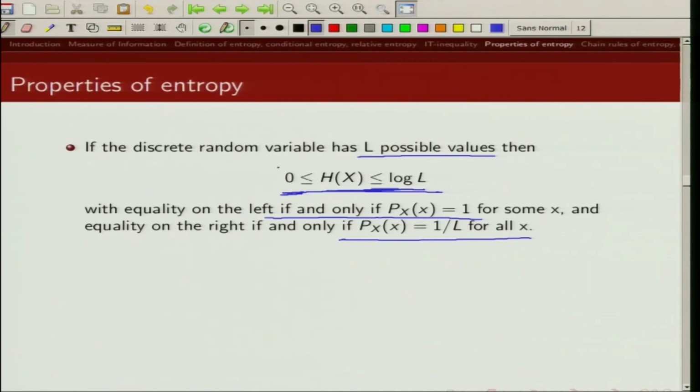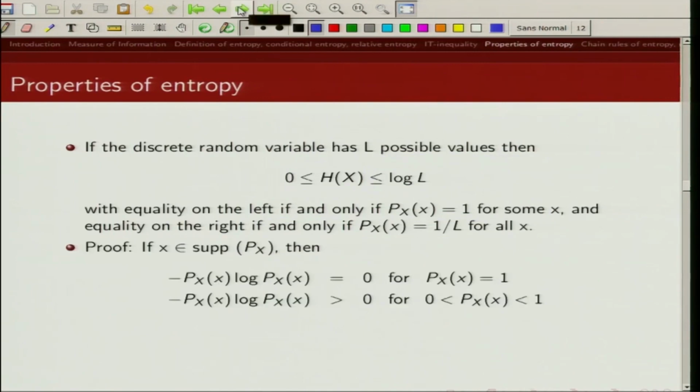So we will first show this result, that entropy is greater than or equal to 0. So how do we prove it? We know from the definition of entropy, it's minus p of x log of p of x, summation over all values of x. So let us look at this quantity, minus p of x log of p of x, over the support set of p of x.